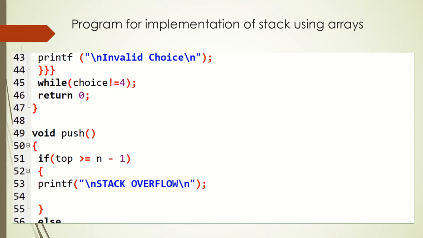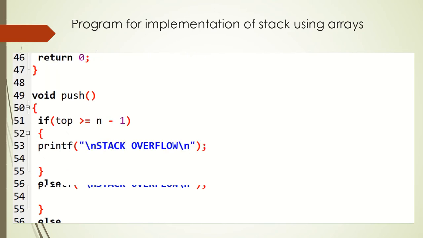If top is greater than or equal to n minus 1, printf stack overflow, which means the stack is full. In a full stack, we can't insert elements into it. If top is greater than or equal to n minus 1 is false, then it jumps to the else statement.